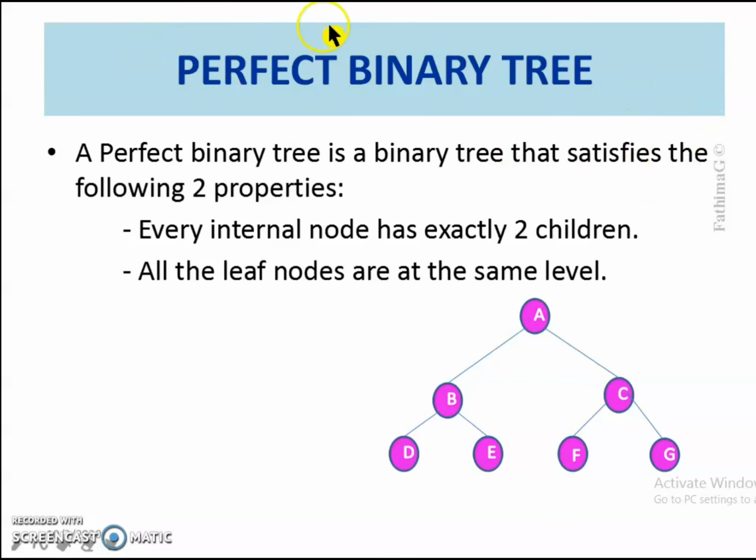Next, the perfect binary tree. A binary tree is said to be a perfect binary tree when it satisfies the following 2 properties. Every internal node has exactly 2 children and all leaf nodes are at the same level. Observe the example. It is a perfect binary tree as it satisfies both these properties.